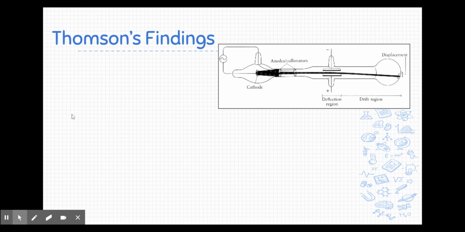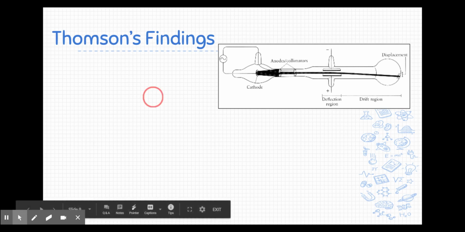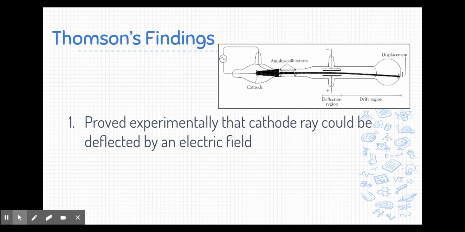So the first thing that Thomson found, which was related to another finding that we've already talked about, is that he proved experimentally that a cathode ray could be deflected by an electric field. And so we've now got that electromagnetic fields can deflect the cathode ray. We see the diagram right here. This is once again related to the fact that the cathode ray is negatively charged, because if you apply a negative electric field up top here, that will repel the cathode ray and knock it off track.